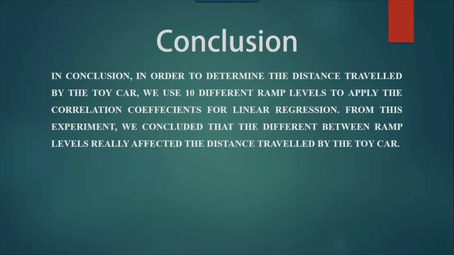For conclusion, in order to determine the distance traveled by the toy car, we use 10 different ramp levels to apply the correlation coefficient for linear regression. From this experiment, we conclude that the difference between ramp levels really affected the distance traveled by the toy car.